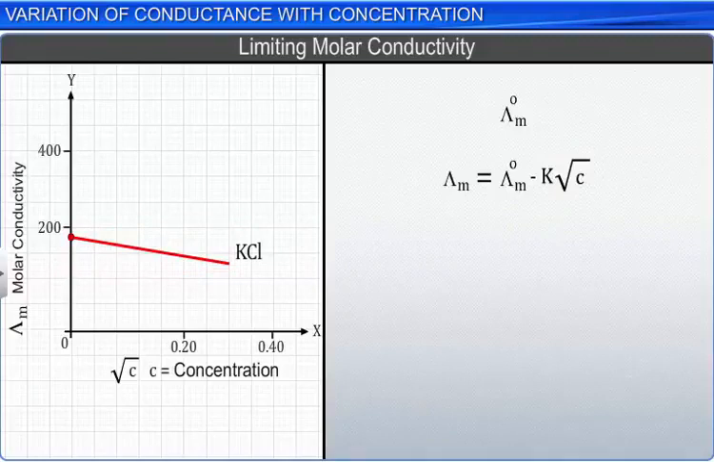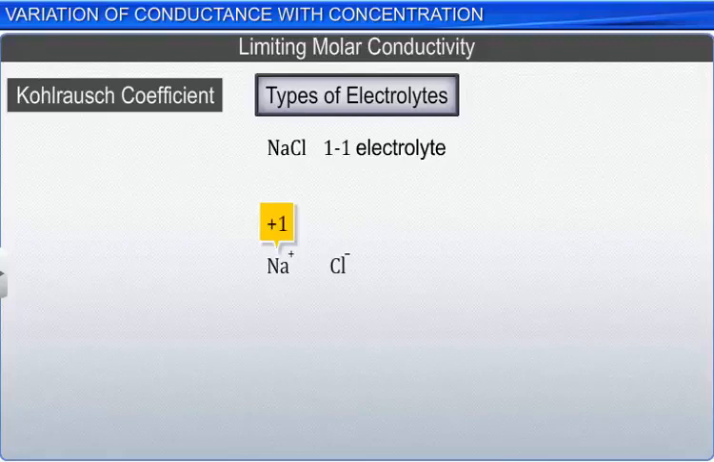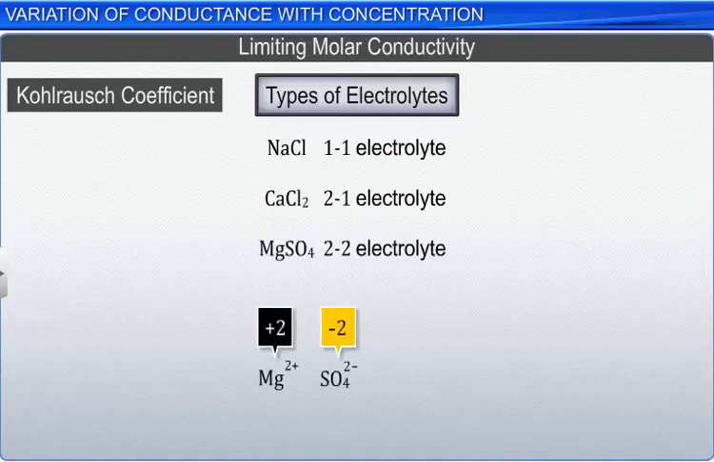You can classify electrolytes by the charges formed. For example, NaCl is considered to be a 1,1 electrolyte, since the sodium ion is +1 and the chloride ion is -1. Using similar reasoning, you can classify calcium chloride as a 2,1 electrolyte. Magnesium sulfate is a 2,2 electrolyte. All electrolytes of a particular type have the same Kohlrausch coefficient.